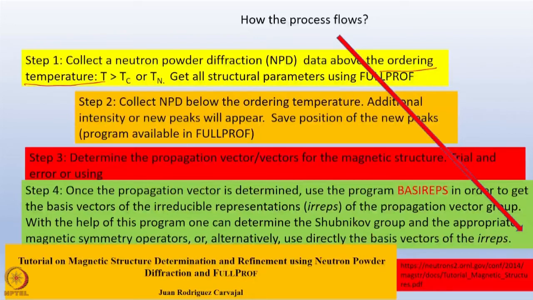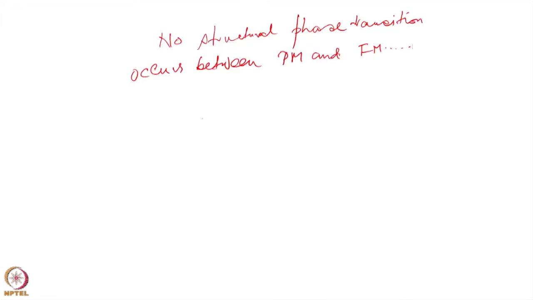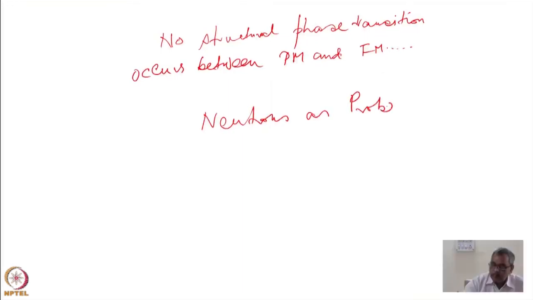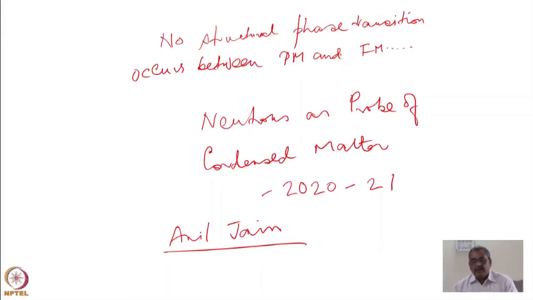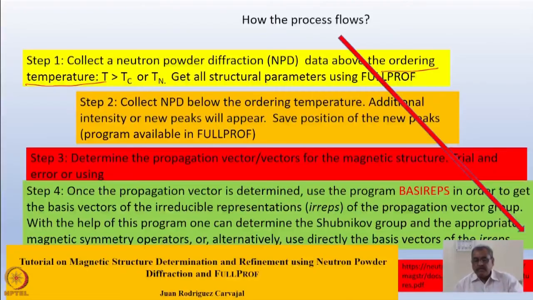In this regard, I must again tell you that in case you are interested in a full-fledged tutorial on FullProf to solve magnetic structures, please look for the lectures by Professor Anil Jain in our course on neutrons as probe of condensed matter, taken between 2020 and 21. I point out the lectures taken by Anil Jain and Professor S.M. Yusuf, where a full-fledged tutorial was done on how to fit a magnetic structure using FullProf.